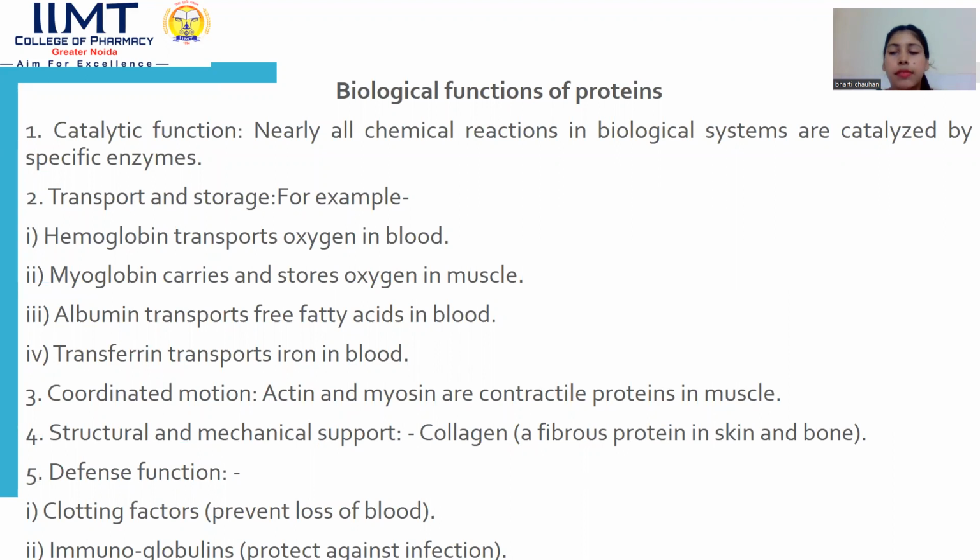If we talk about the functions, first is the catalytic function. If we talk about enzymes, what do they do? All chemical reactions in biological systems are catalyzed by specific enzymes. Second function is transport and storage. Hemoglobin transports oxygen, right? Myoglobin stores oxygen in muscle. Albumin transports free fatty acids in blood. Transferrin transports iron in blood. Okay, so these are the functions. If we talk about defense function, clotting factors prevent loss of blood. Immunoglobulins protect against infection.